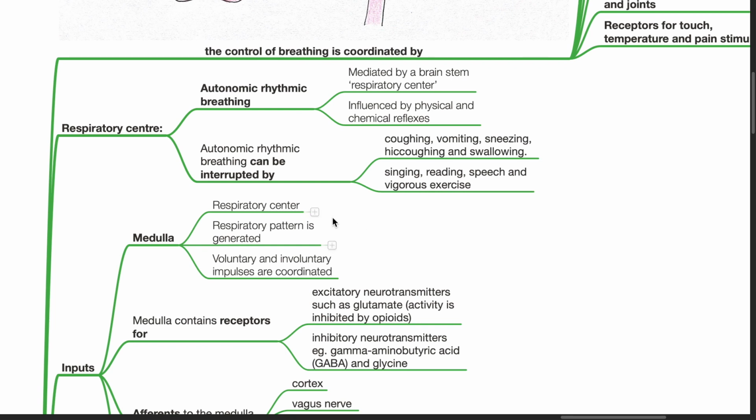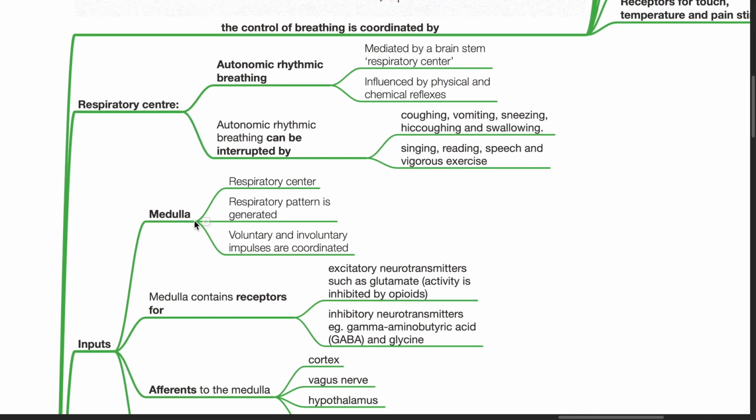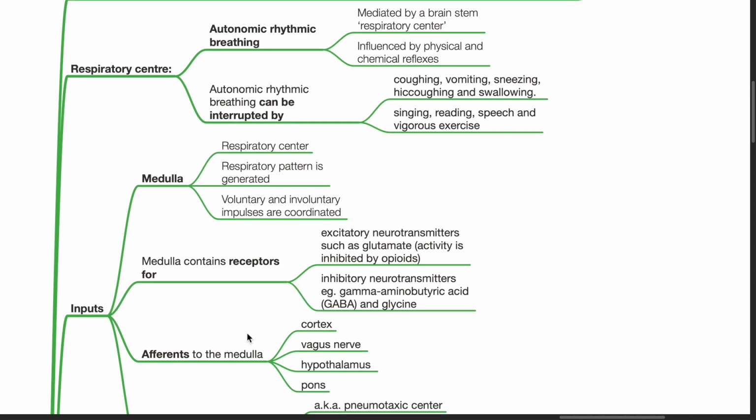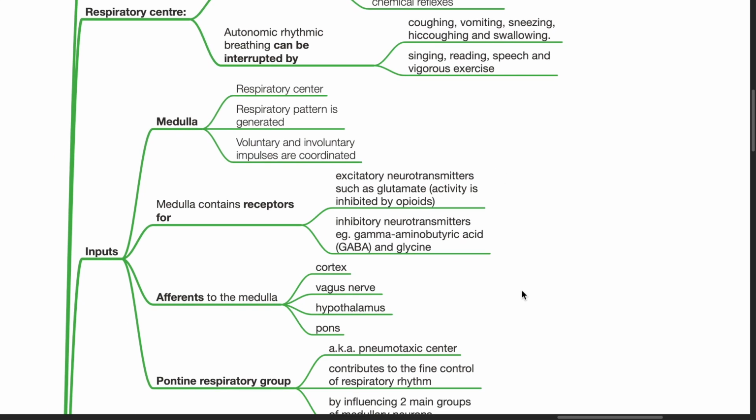Inputs. The medulla is a respiratory center. The respiratory pattern is generated here. Voluntary and involuntary impulses are coordinated. The medulla contains receptors for excitatory neurotransmitters such as glutamate. Activity is inhibited by opioids and by inhibitory neurotransmitters such as GABA and glycine. Afferents to the medulla include the cortex, vagus nerve, hypothalamus, and pons.